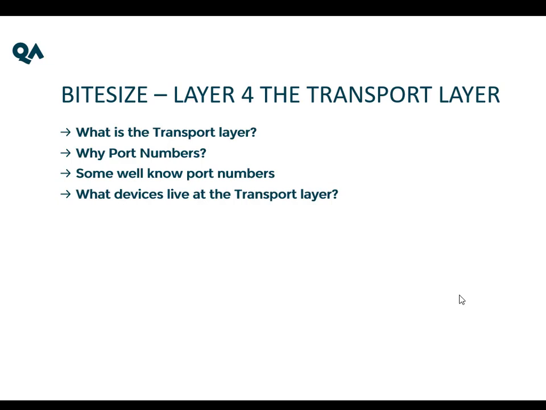What we're going to have a look at in this bite-sized video is layer 4, the transport layer. And this is part of the OSI 7-layer network model. So we'll have a look at what it is. We'll have a look at these things called port numbers, so why port numbers. We'll look at some well-known port numbers, and there are quite a few of them. We're just going to have a look at a very small subset. We'll have a look at what devices live at the transport layer.